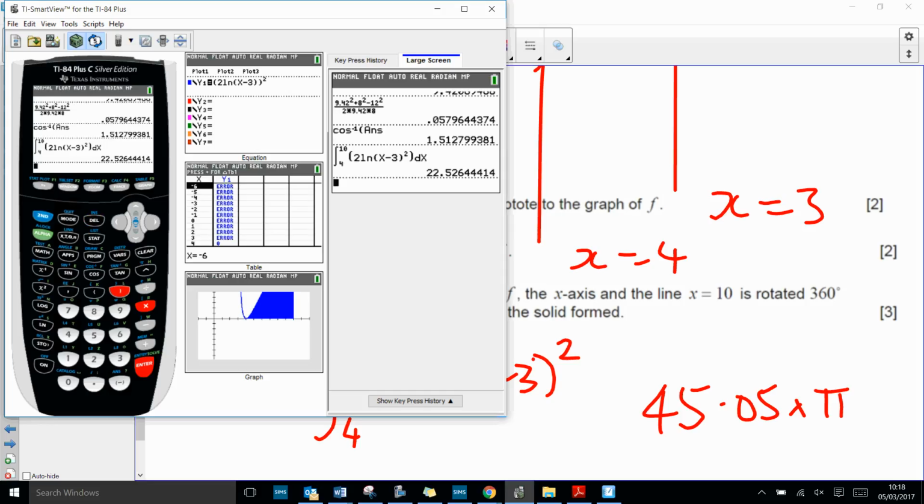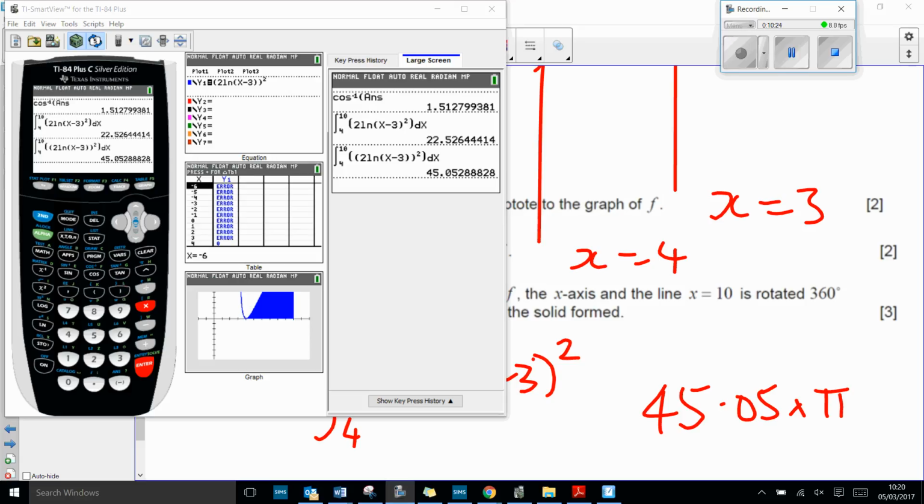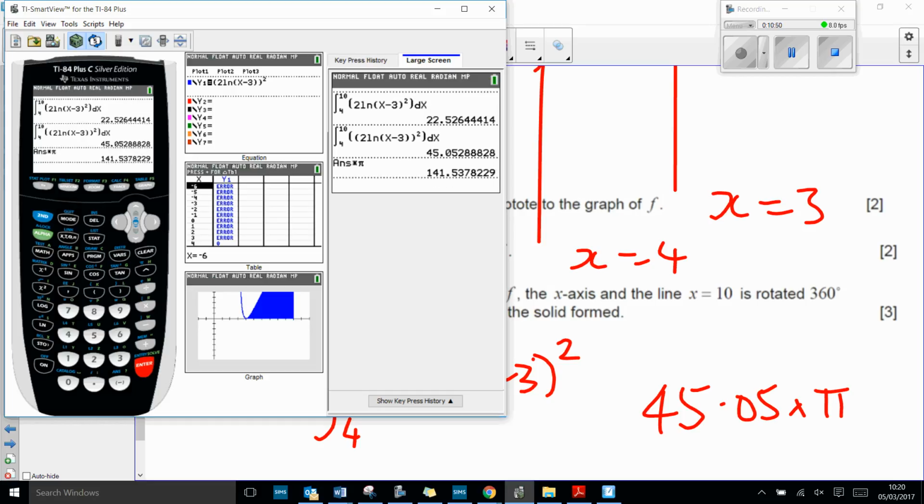Okay, it's giving us a different answer. Note, I didn't have my brackets around the whole thing. It was just trying to integrate, with only the x minus 3 squared, so make sure your brackets are around the whole thing. So that's given us the same value, and obviously we multiply that by pi. That gives us 141.5, or 142.